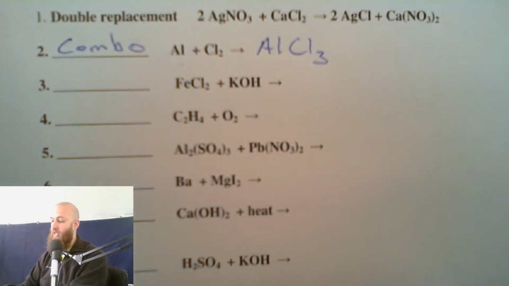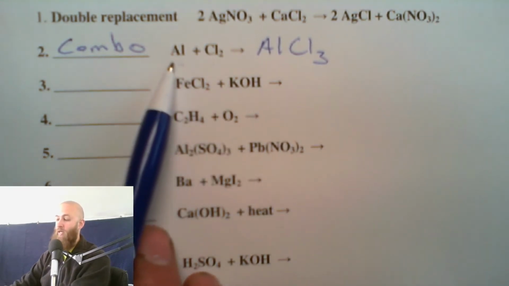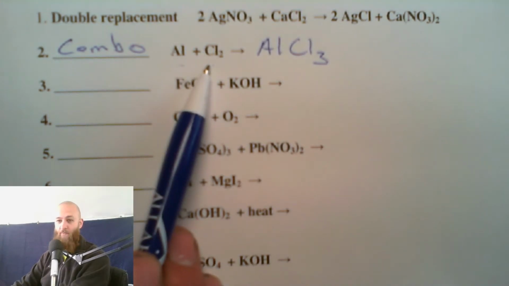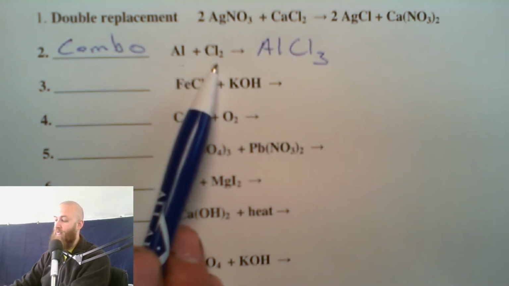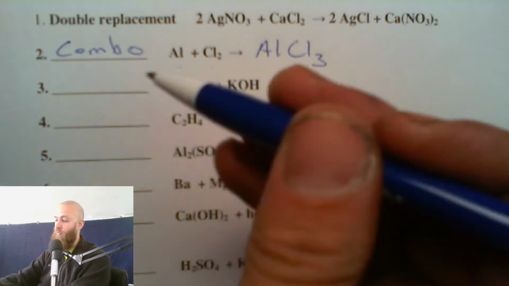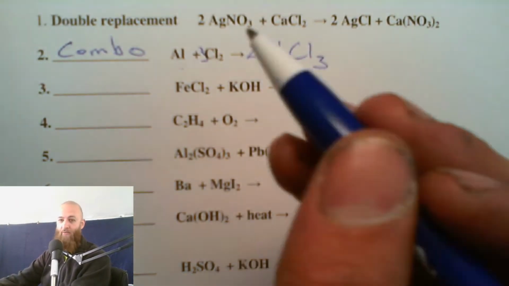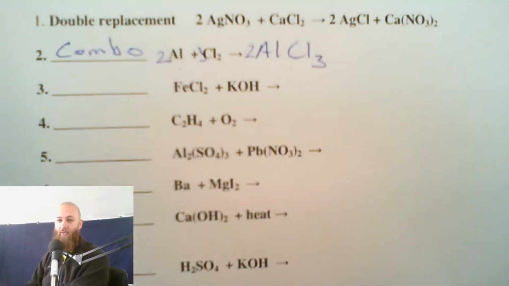The very last thing you got to do is balance. All right. Now, with all the tips and everything that we've talked about, aluminum is by himself, so we're going to do that last. Let's do chlorine first. I'm going to get them both to 6 since I have a 2 and a 3. All right. So I'm going to put a 3 here and a 2 there. That means now I have 2 aluminums. Finish it off that way.